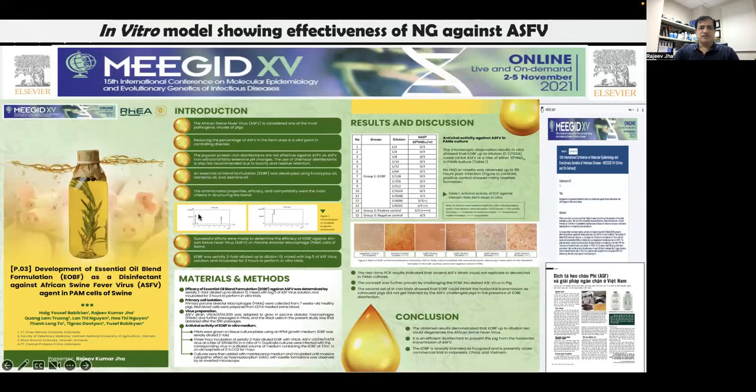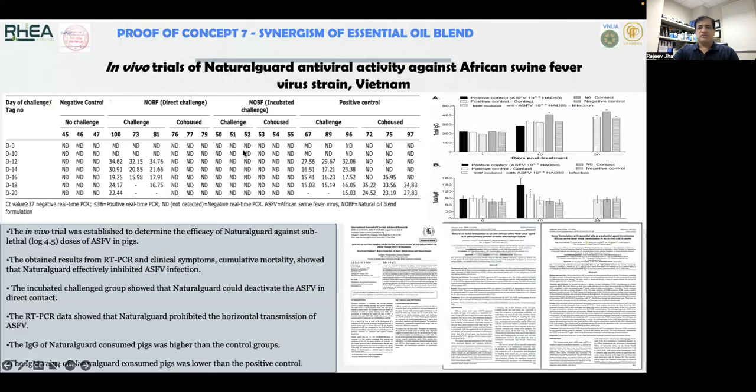Coming to the next presentation, which was to show that this natural oil blend component can work against virus in vitro medium. This was also presented in Elsevier organized online seminar. This one is showing that natural oil blend is having antiviral characteristics, and it showed its efficacy against African swine fever virus.